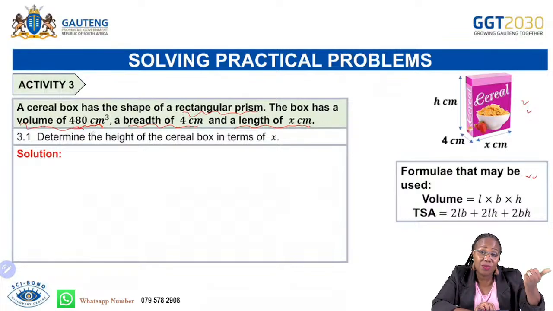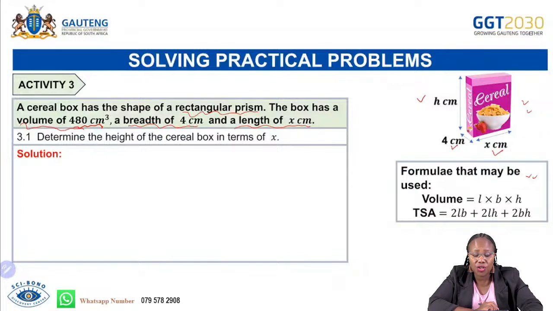You remember the units for the area is the square unit, centimeters squared or square meters. But with the container now, we talk volume, then it will be cubic units, okay? And it has a breadth of 4 centimeters as indicated there, and X centimeters for the length of the box, and the height is indicated just with H centimeters. And you need to determine the height of this cereal box in terms of X.